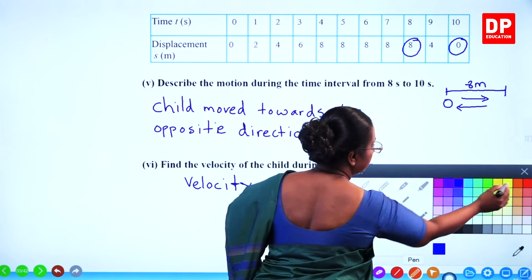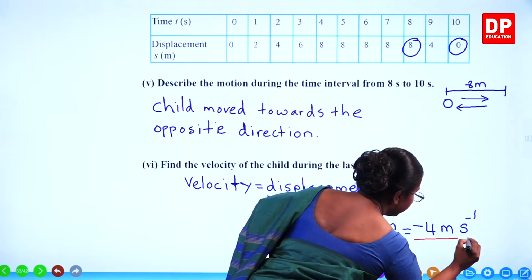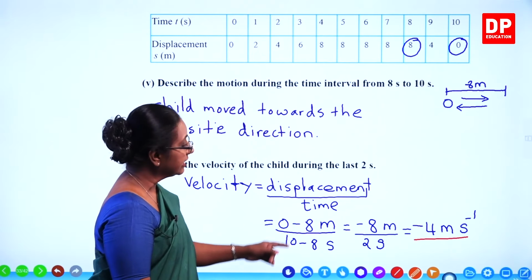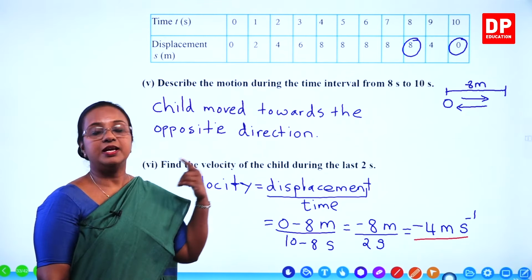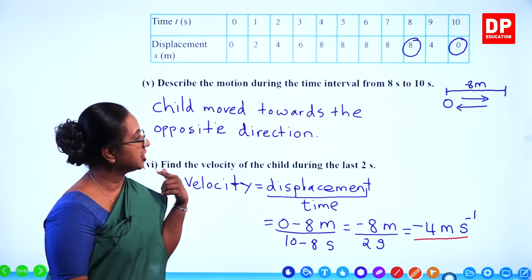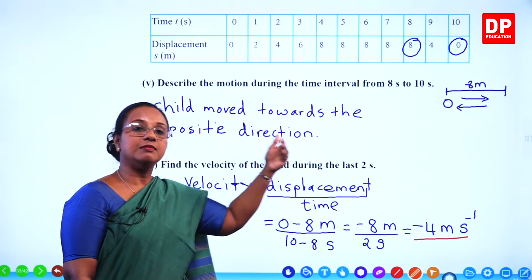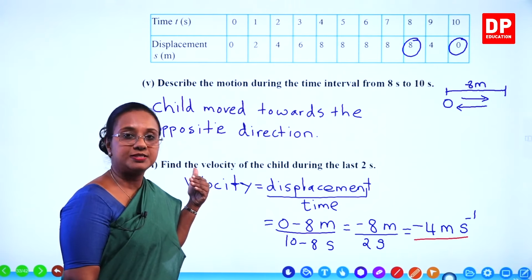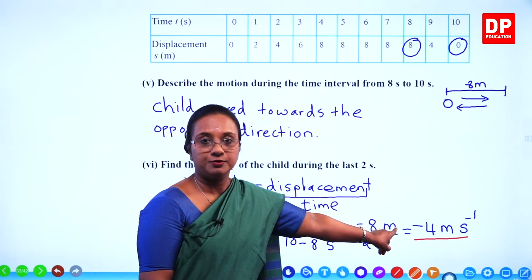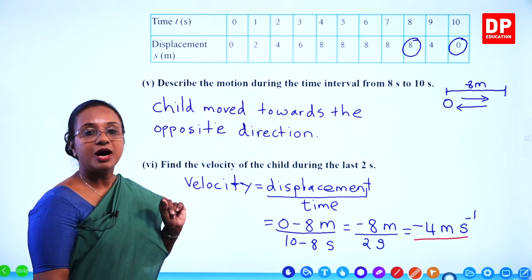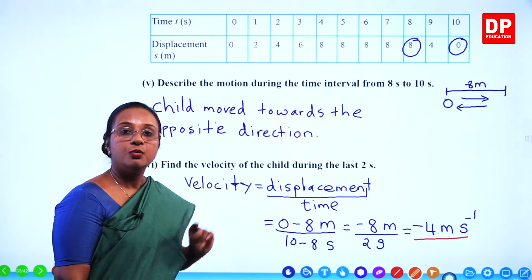So here you can see this value is a negative value, and the negative sign indicates that the child moved in the opposite direction. As you can see, first from one point to the other, then the child moved in the opposite direction. So the velocity is a negative value. I hope you understand the significance of direction in relation to velocity now.